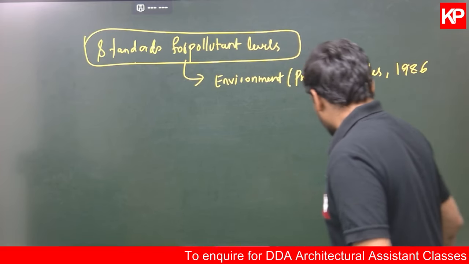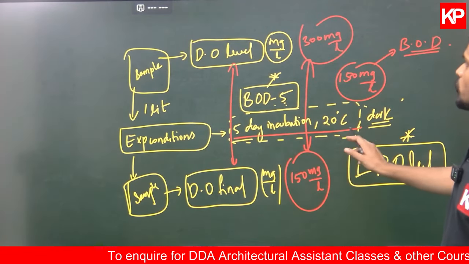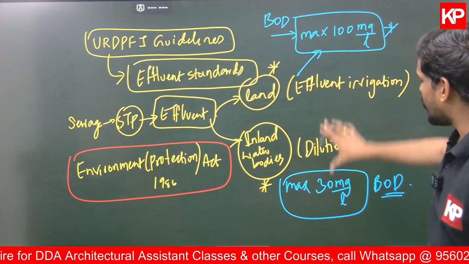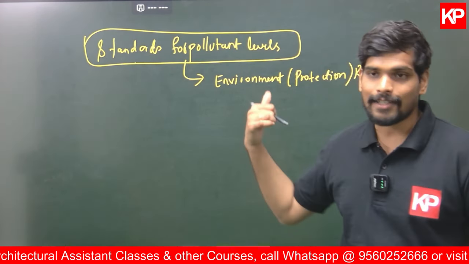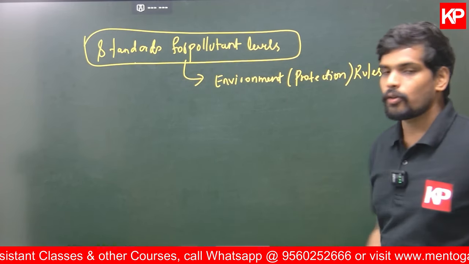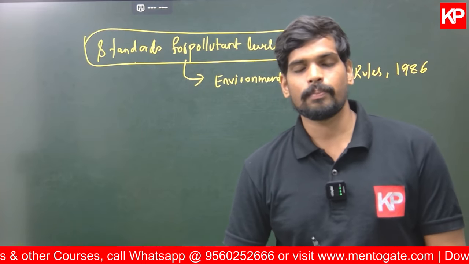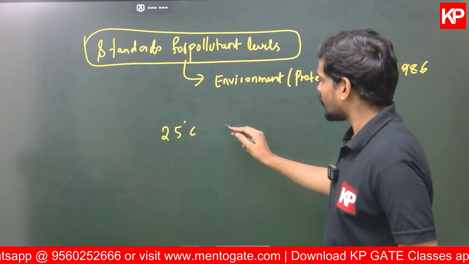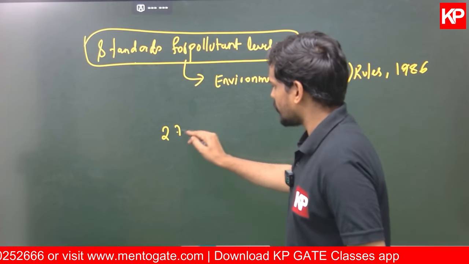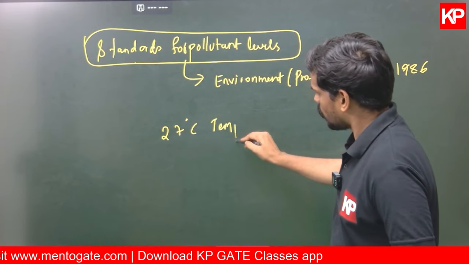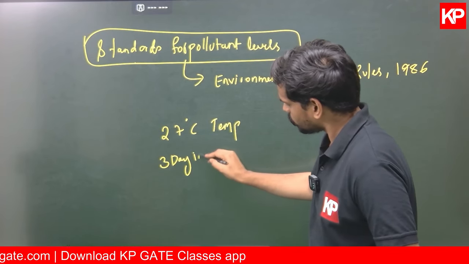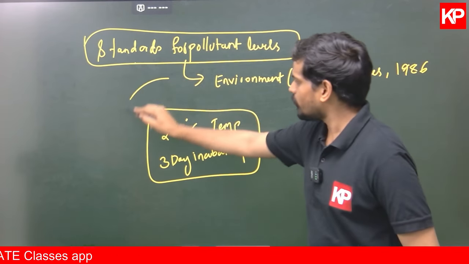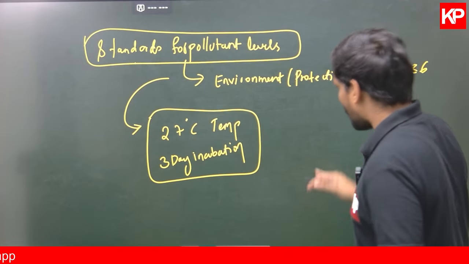Now if I talk about the standard conditions, if you remember, I told you about the 5-day incubation period at 20 degrees centigrade. Now that we know the standards with respect to the level of BOD, you also need to know the standard experimental conditions as recommended by the Environment Protection Rules. Whatever values they are giving, at what temperature and incubation period are they measured? It is basically at 27 degrees centigrade over a 3-day incubation period. So this is the standard temperature and incubation condition under which the Environment Protection Rules of 1986 publish the BOD values.